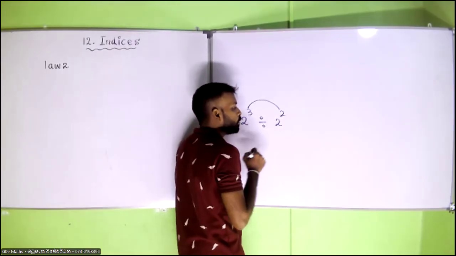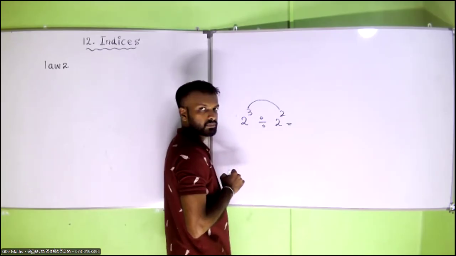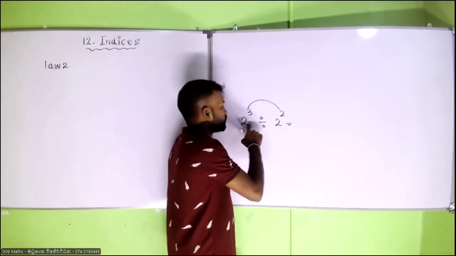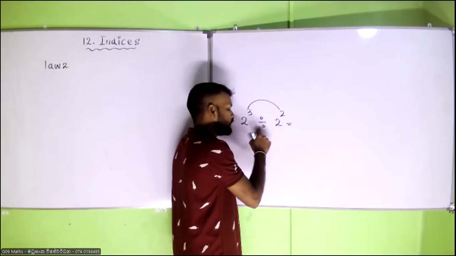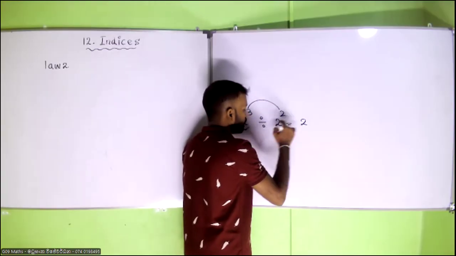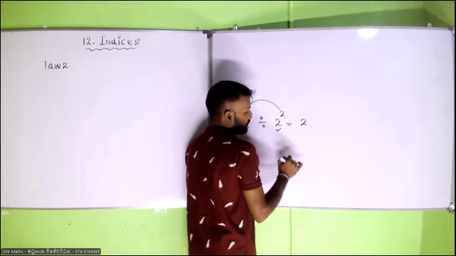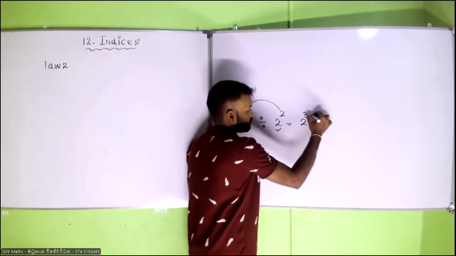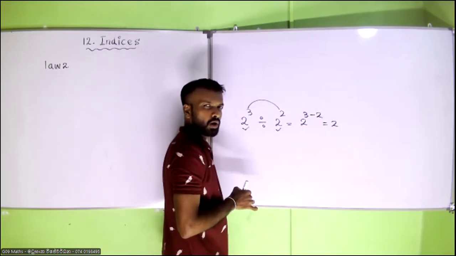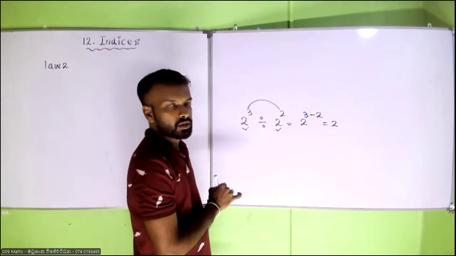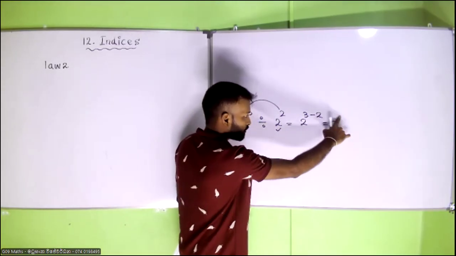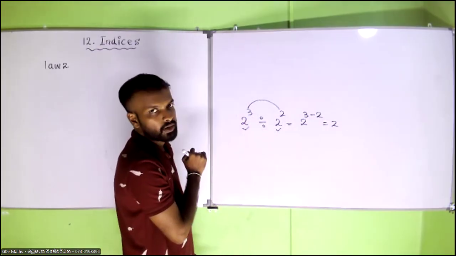Normally you can write it like this. There are two ways to write it. 2 to the power 3 divided by 2 to the power 2. Bases are the same, so 3 minus 2, equals 2 to the power 1. I am not going to write power 1. It is already there, 2 to the power 1. Whether you write it or not doesn't matter.